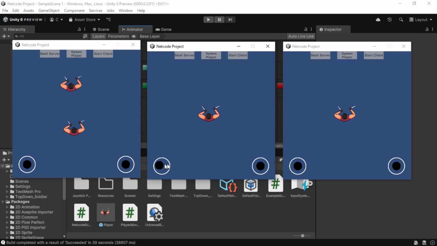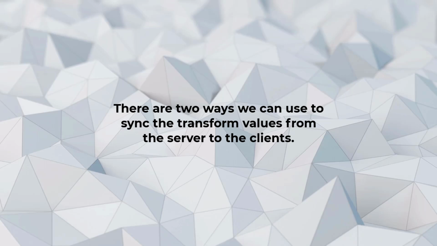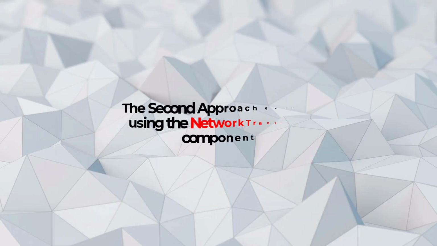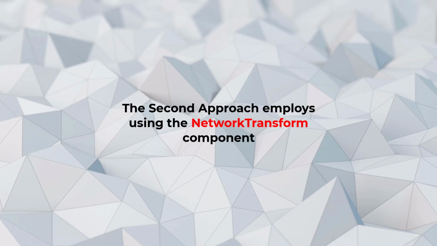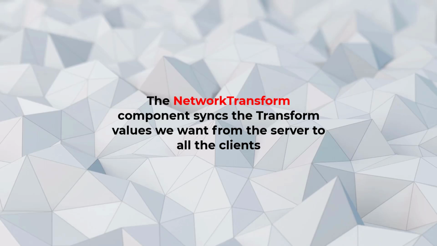We need to make the position value sync from the server to the clients. There are two ways we can use to sync the transform values from the server to the clients. The first method is using RPCs in a script attached to the player. However, this approach is not recommended and is generally considered a poor solution to the problem. The second approach employs using the network transform component. The network transform component syncs the transform values we want from the server to all the clients.